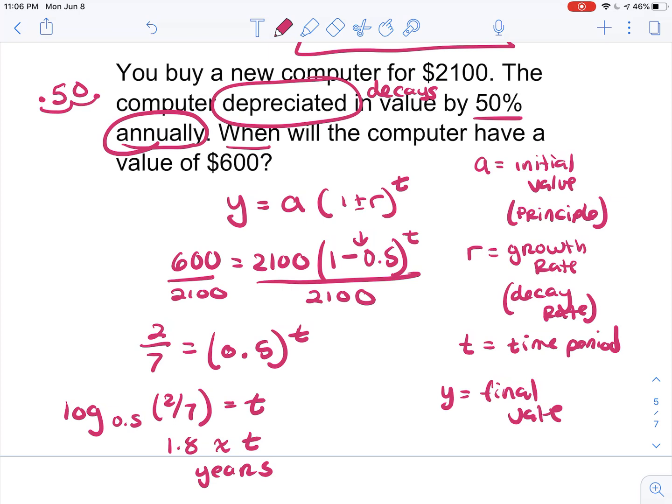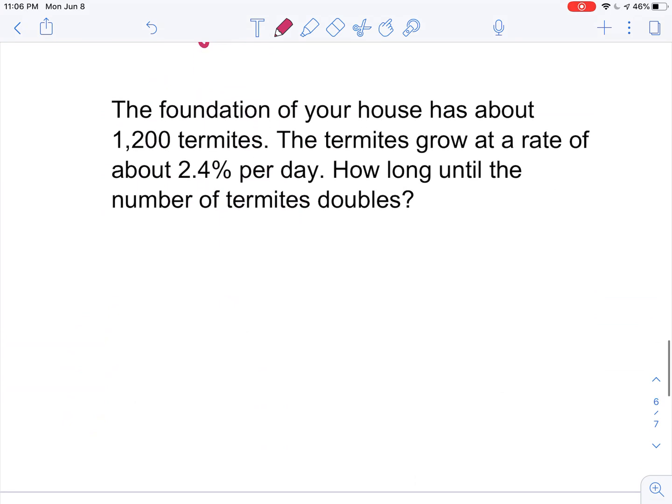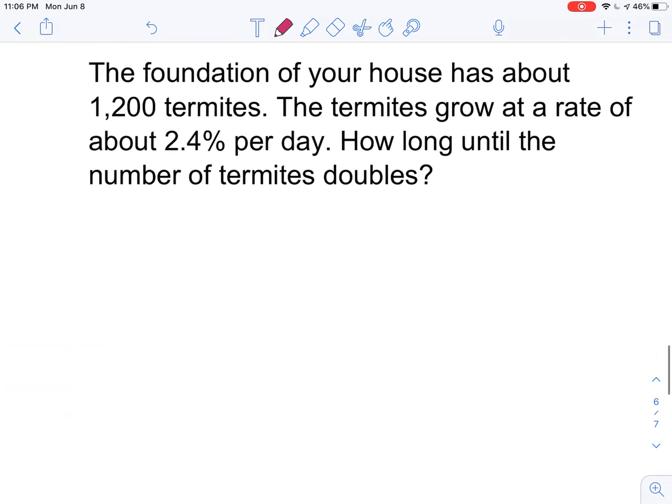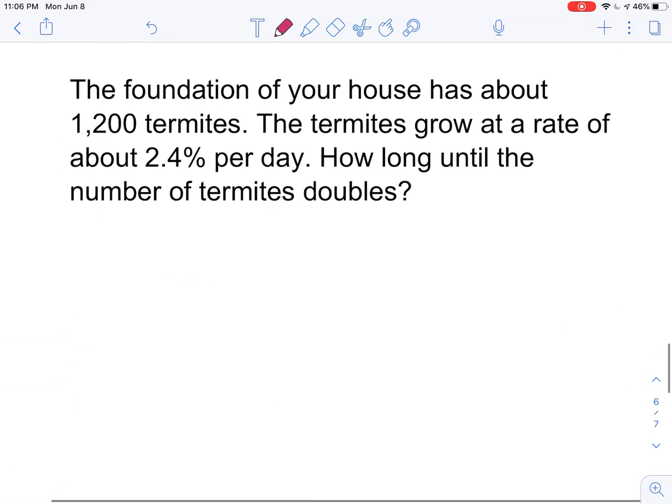So let's take this as a larger question. When will my computer be worth $600? Well, in a little under 2 years, it'll be over half the value. Less than half the value. So just keep that in mind.